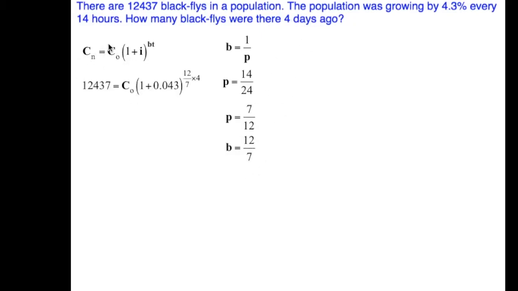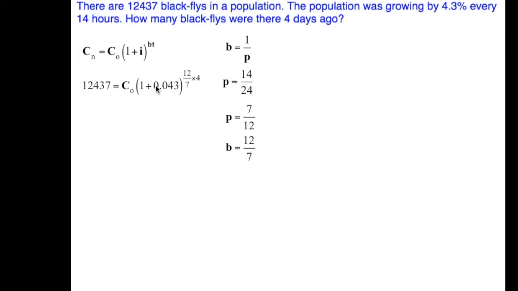If we put everything that we know into the formula, we end up with 12,437 black flies. So that's C sub n is equal to C sub 0. That's what we don't know. We want to know how many black flies there were in the beginning. 1 plus the growth rate. The growth rate is 4.3%, so divide that by 100.